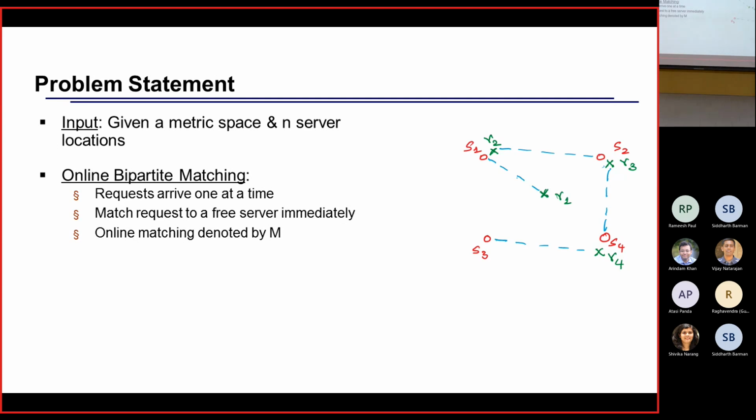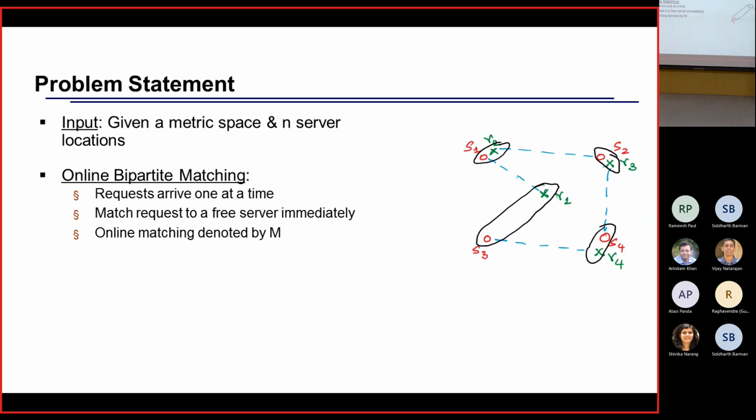The cost of the matching is simply the sum of the Euclidean distances of these edges. In general, if you're given a metric space, it would be the sum of the costs between those 2 locations in the metric space. We refer to this matching as the online matching. Of course, this is not optimal. Had you known all the requests in advance, you could have matched them better: S1 to R2, S2 to R3, R4 to S4, and S3 to R1. That would be a much cheaper cost.